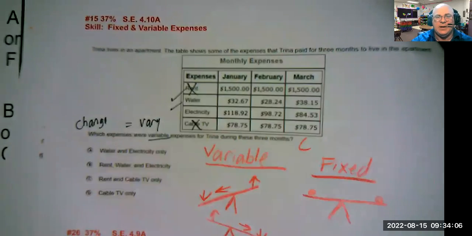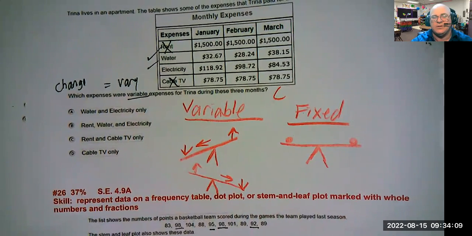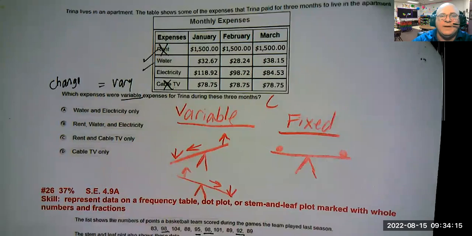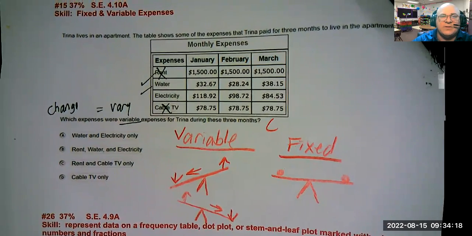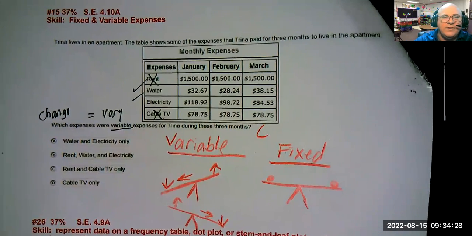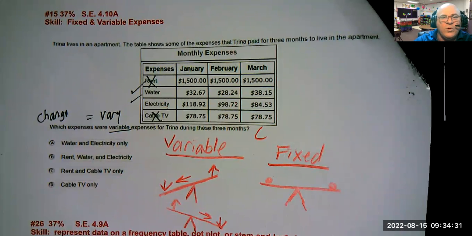So let's probably make the lesson come to life by using an actual teeter-totter table to help your kids understand what fixed versus variable expenses are, because number 15 in the fourth grade test this past year only had 37%. That means only 1/3 of the kids.